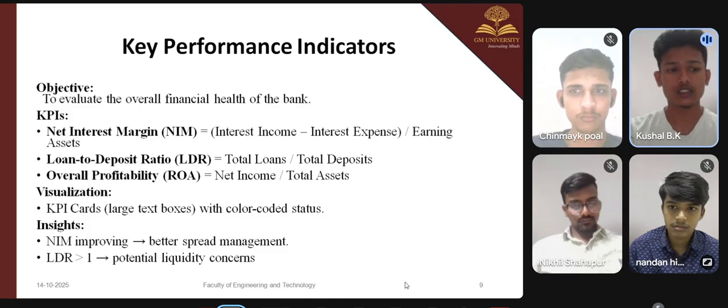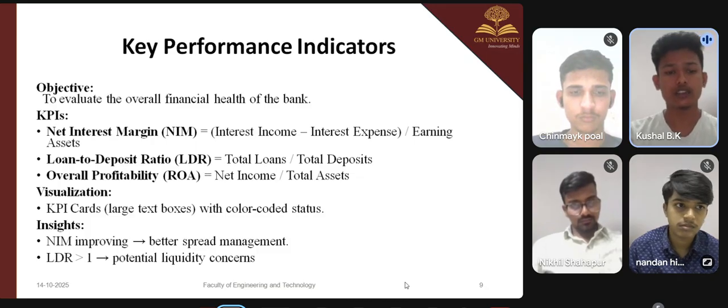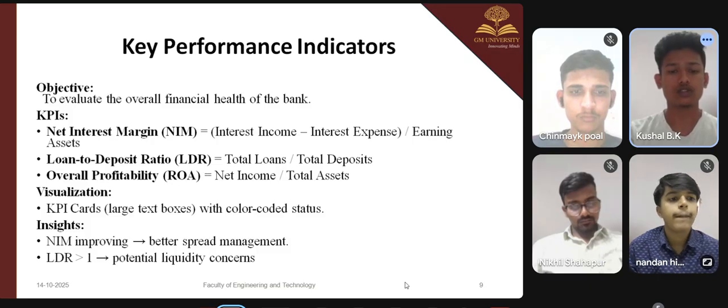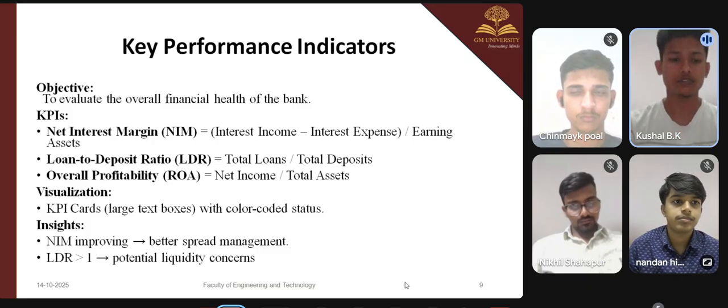The visualization is key performance indicator cards, like large text boxes with color-coded status. The key insights: net interest margin is improving with better spread management, and a loan to deposit ratio greater than 1 means potential liquidity concerns. The next slide will be explained by my friend Chinmay.